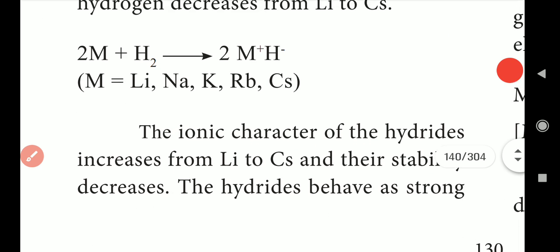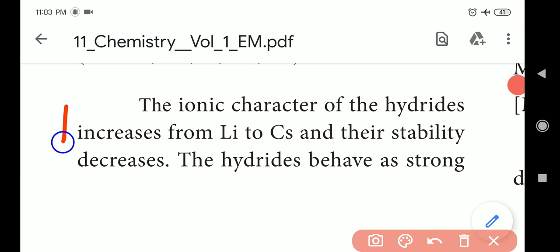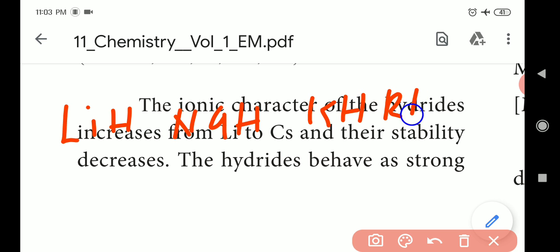Next we discuss that the ionic character of hydrides increases from lithium to cesium, and the stability decreases. First, the ionic character: lithium hydride, sodium hydride, potassium hydride, rubidium hydride, and the last one, cesium hydride. Which one has the most ionic character? The cesium hydride has the more ionic character.